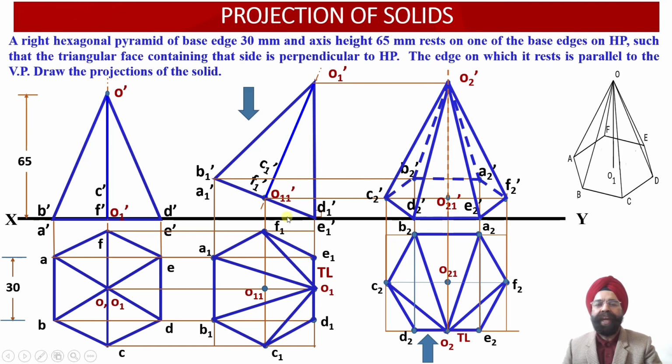hexagonal pyramid when the pyramid is inclined with respect to the horizontal plane in such a way that it is resting on one of its base edges DE on the horizontal plane and one of its slant surfaces ODE happens to be perpendicular to the horizontal plane over here, and further the edge DE on which it was resting on the ground has been rotated to make it parallel to the vertical plane, and these are the projections of the oblique hexagonal pyramid that we have been able to obtain.